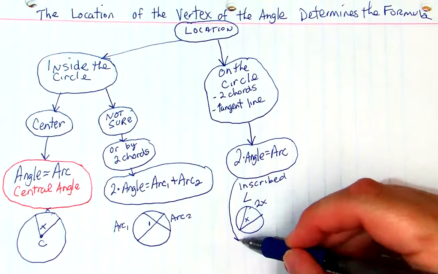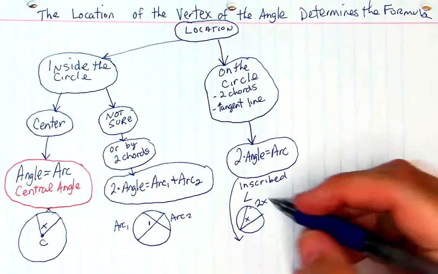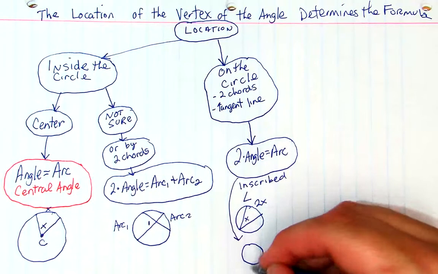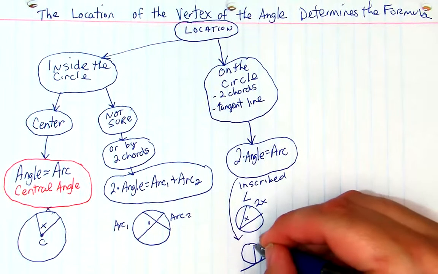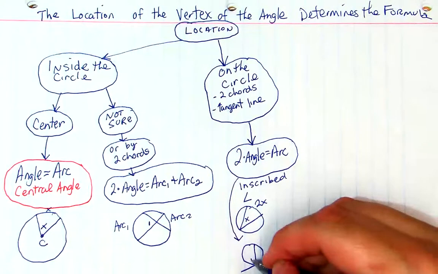And if it's a different one, then you have the tangent. You got your tangent line right here, and you have your angle, like right there. There's your angle.